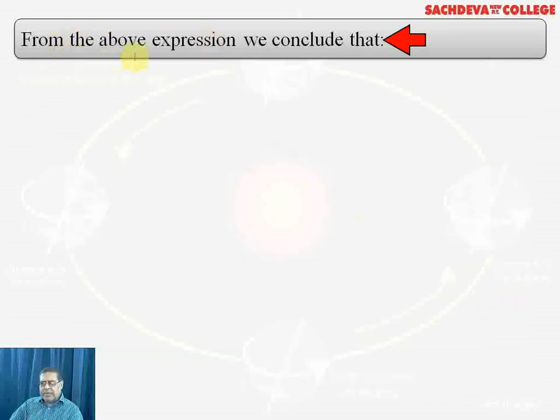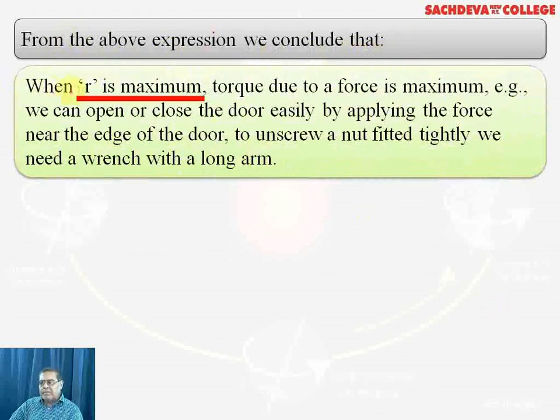From the above expression, we can make certain important conclusions. When R is maximum, the torque due to force is maximum. So our conclusion is that R is maximum, torque due to force is also maximum, that is, torque is proportional to R. For example, we can open or close the door easily by applying the force near the edge of the door, and to unscrew a nut fitted tightly, we need a wrench with a long arm.